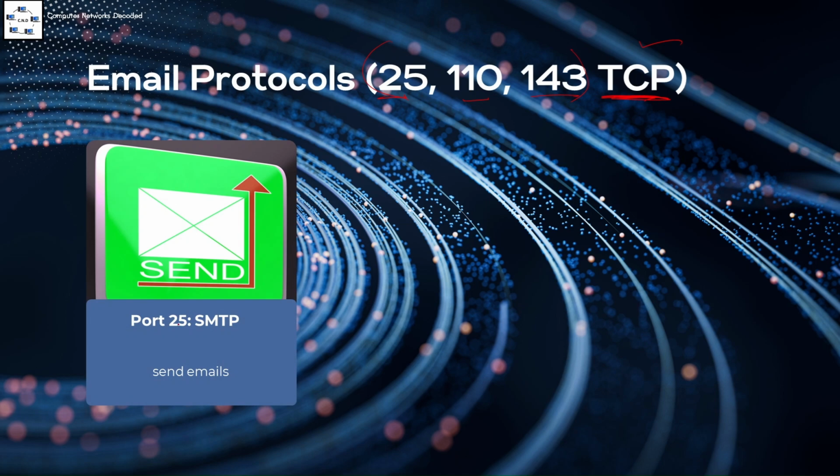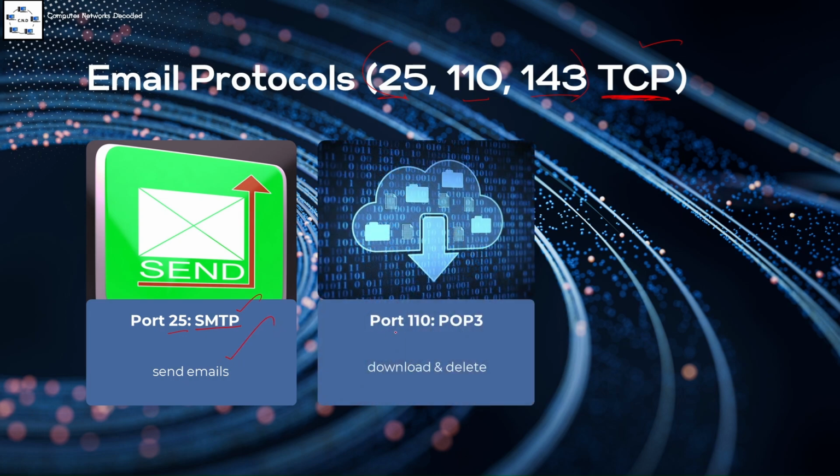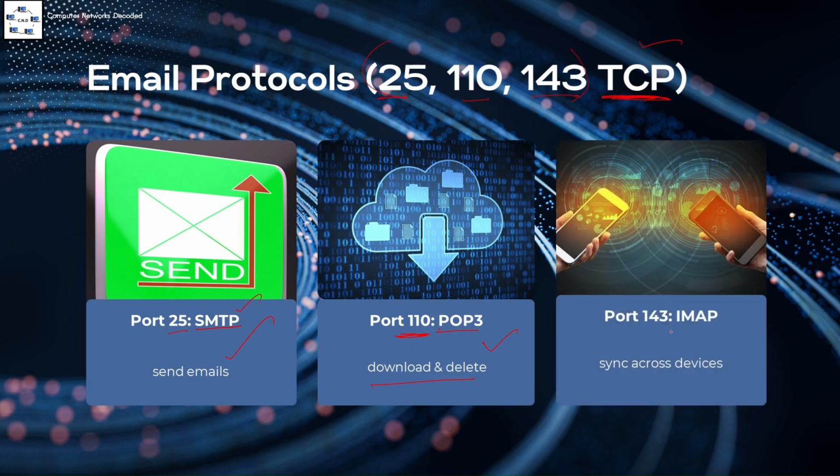So the first one is SMTP, Simple Mail Transfer Protocol, and this one uses port 25, and it is used particularly for sending emails. Next is POP3, Post Office Protocol 3, and this one uses port 110, and POP3 is used to download and delete the emails. And the last one is IMAP, and this one uses port 143, and IMAP basically syncs your emails across your different devices.